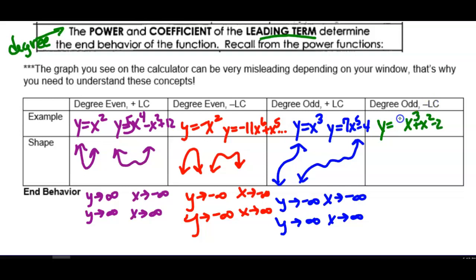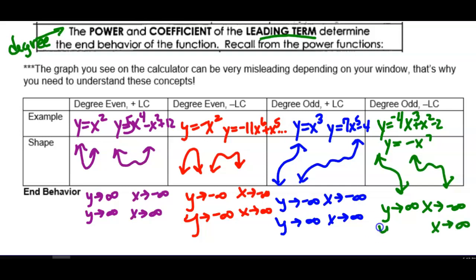With a negative leading coefficient, so maybe you have a negative 4 out front, or you have just a plain old negative x to the 7th or something. That negative takes it and flips it over, so now it's going to go this way, and it might do a whole bunch of stuff in the middle, but it's still going to have the left end. As we go to the left, y will go up, and as we go to the right, y will go down. Okay? So the end behavior is determined by the degree and the leading coefficient.